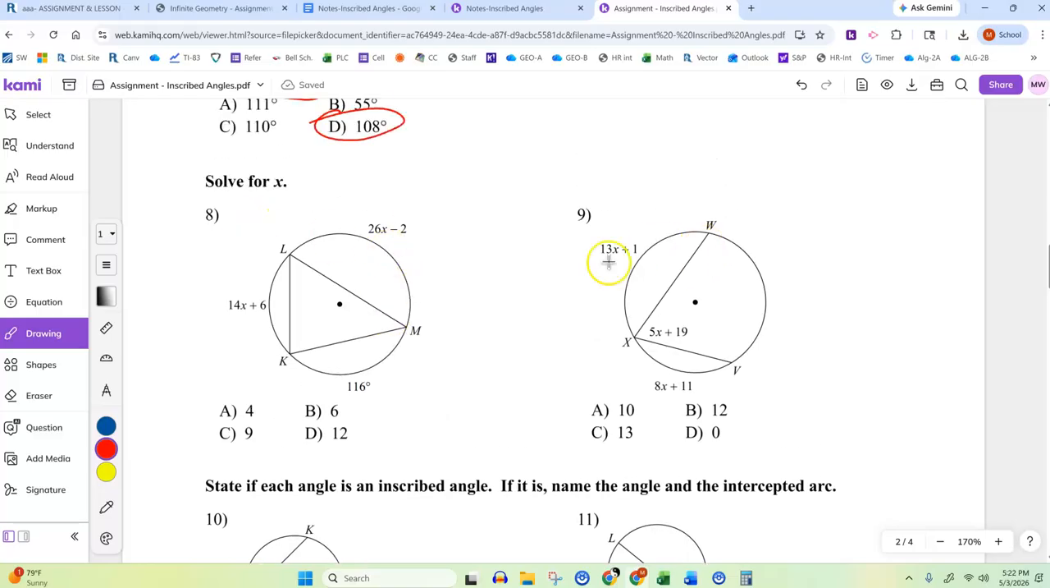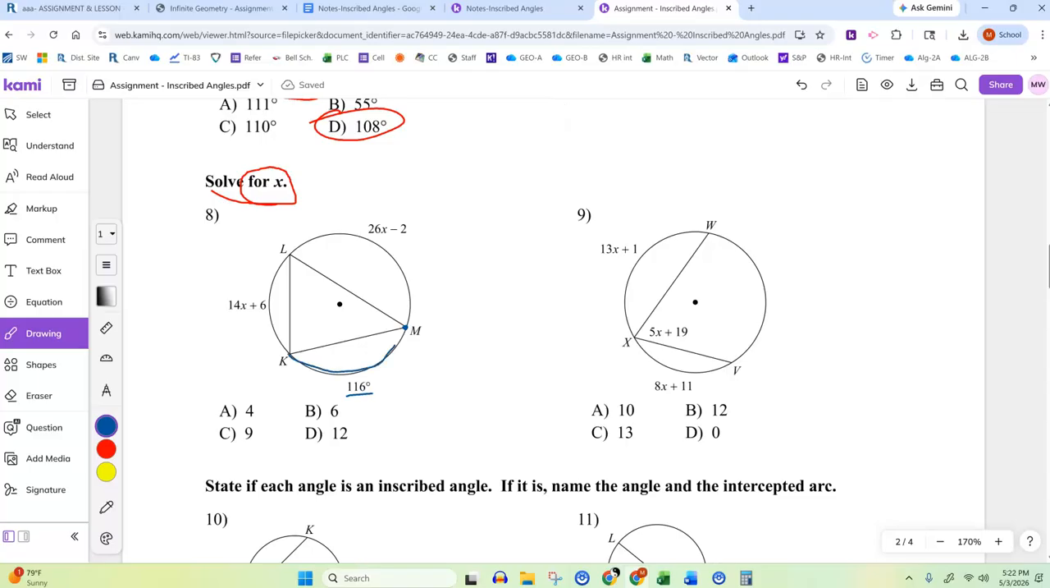Finally, we have 8 and 9. It's the same concept, but now we're going to have some x's in there. We're going to be solving for x. So if you want to try these, you can try them, and then I'll show you the result when you get back. Okay. So we are trying to find x. What do we know? Well, we do know that we have 116 from here to here, right?